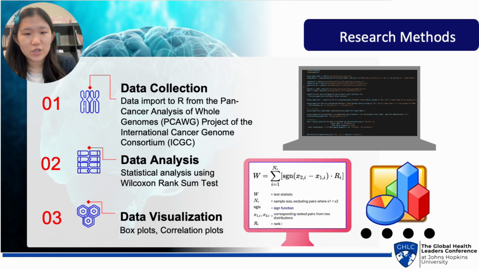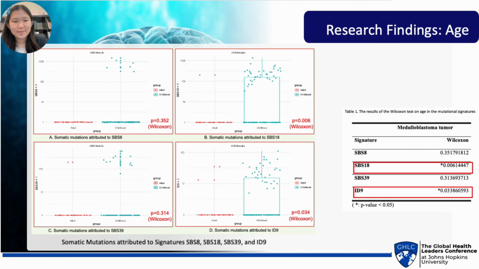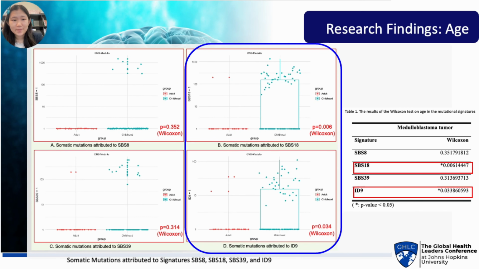I collected data using R and then analyzed data using a Wilcoxon rank sum test, and I used box plots to visualize my data. The findings of my research demonstrated that the childhood group shows a higher frequency of somatic mutations associated with the analyzed signatures, as depicted in figures A, B, C, and D. Notably, signatures SPS18 and ID9 in figures B and D show statistically significant differences, with the p-value being less than 0.05 between the groups, providing strong evidence against the null hypothesis.